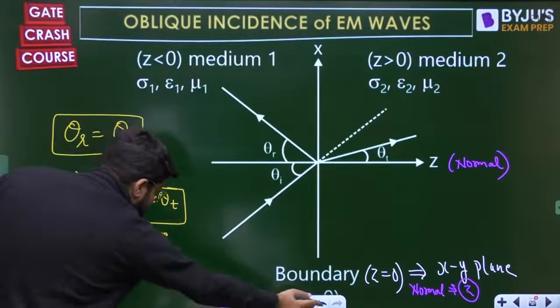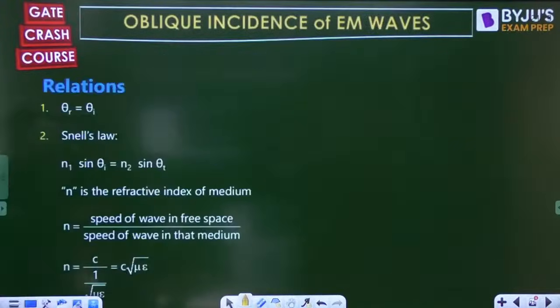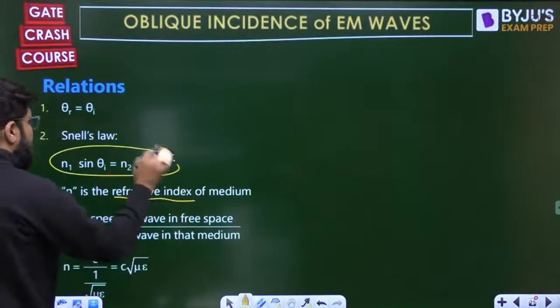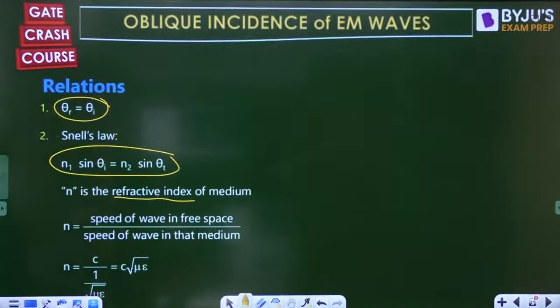N here is known as the refractive index of the medium. These relations are again given here: theta r equals theta i, and Snell's law is given to you. And n is the refractive index.